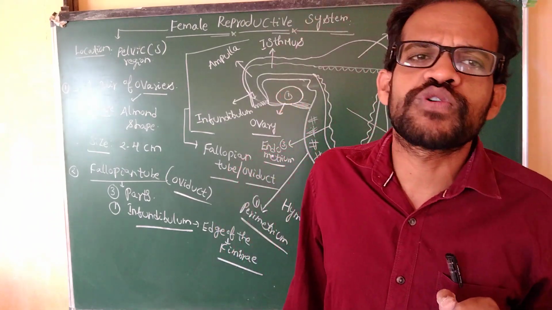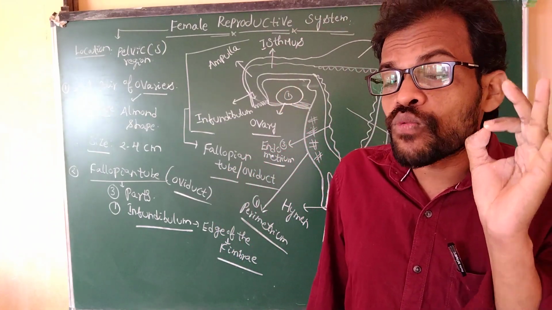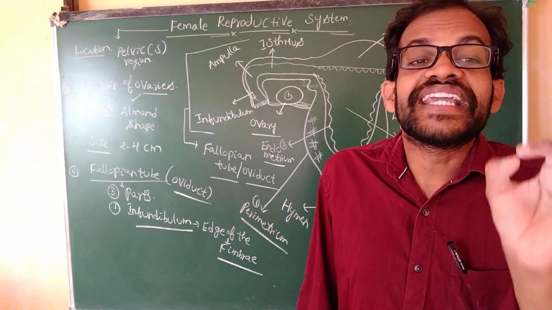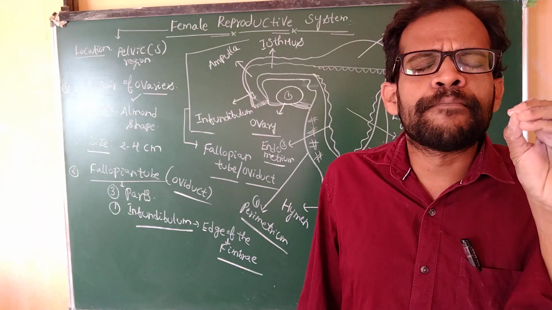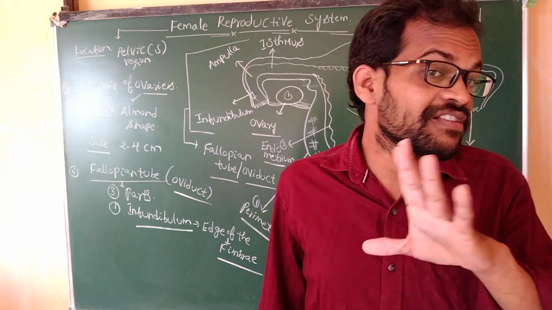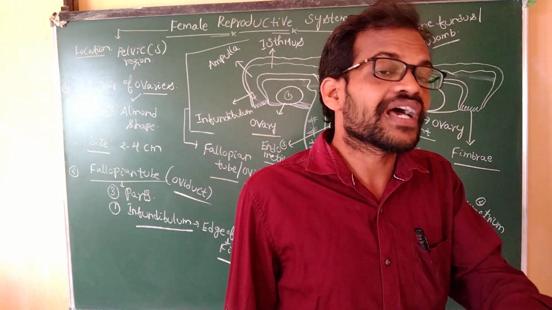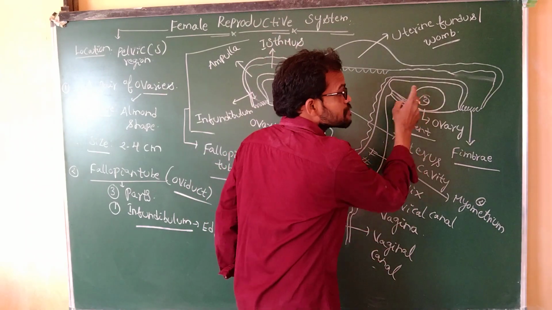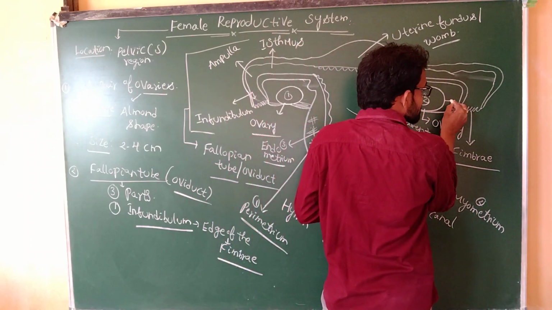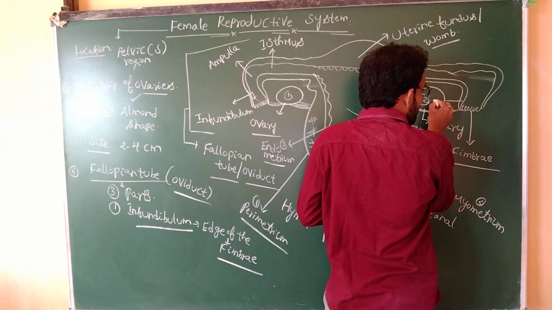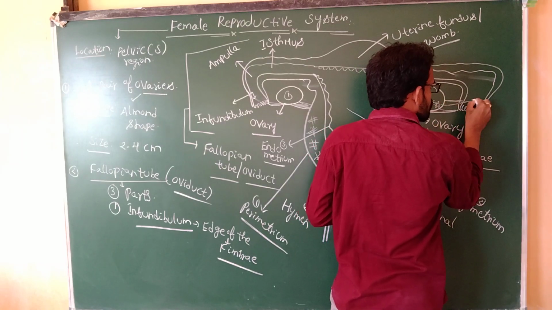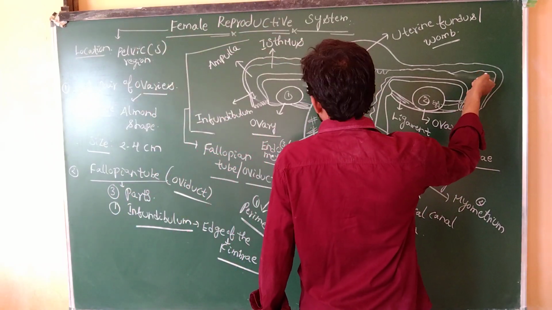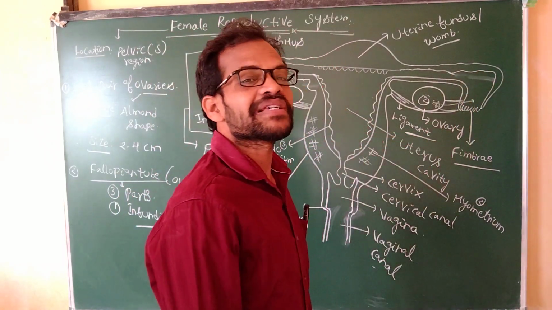What is the main function of the ovaries? The ovaries produce egg cells as well as a number of steroid hormones. Whenever the ovaries produce an egg cell, the egg cell enters the infundibulum, then travels into the ampulla and the isthmus.